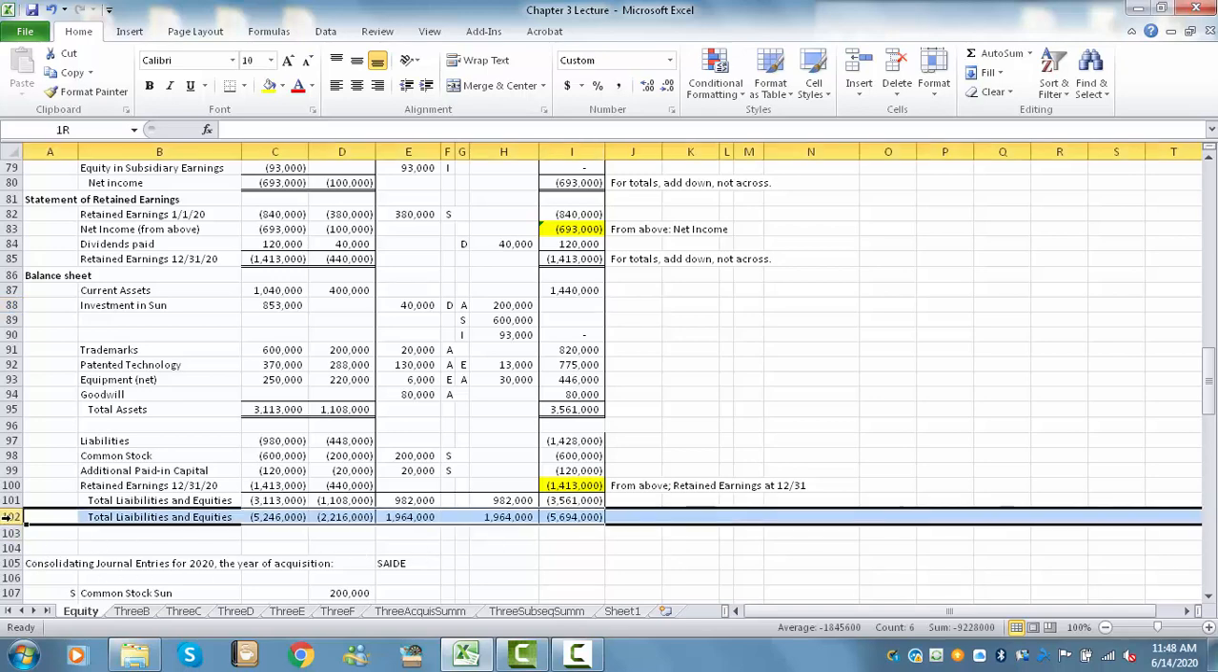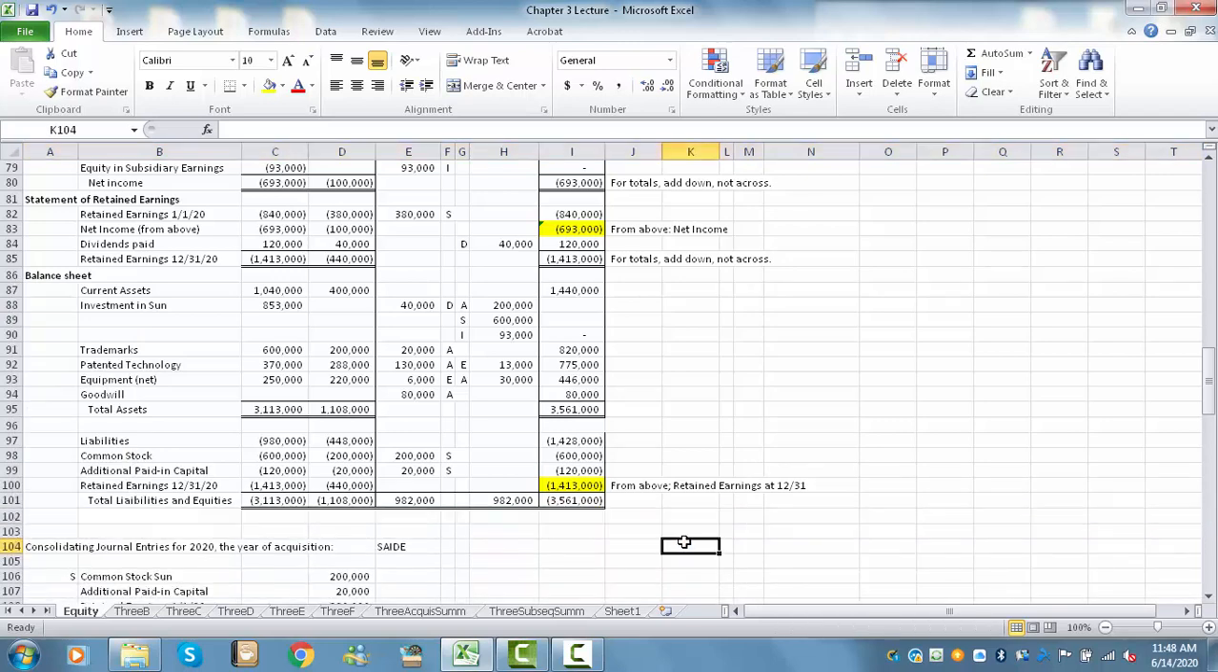And I have no idea why I've got this, but let's get rid of it. Okay. I think I pasted over something else.